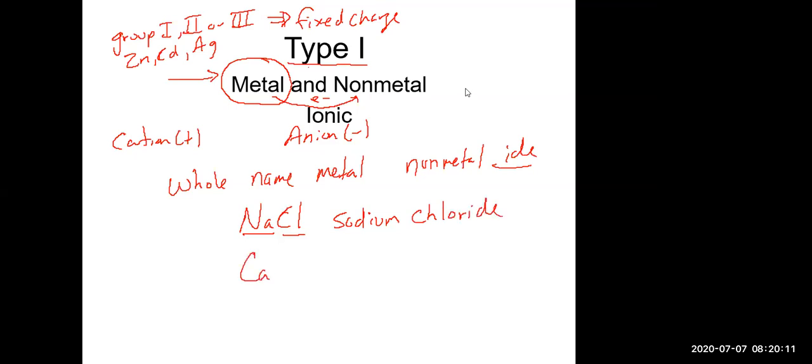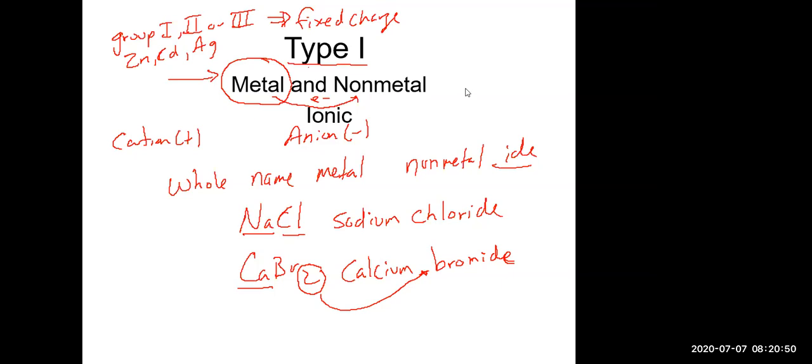If we look at CaBr2, again, this is calcium, which is group number 2, which means it has a fixed charge. And we use the whole name, which would be calcium. And Br, which is our non-metal, we drop the last part and put the IDE at the end of it. You will also notice that this 2 here has no effect on the name. People, for some reason, always when they see something like that, want to go dibromide or something like that. And you do not use any prefixes like that.